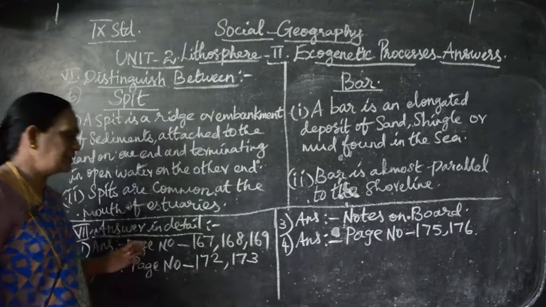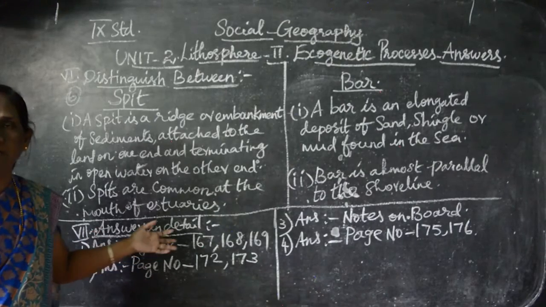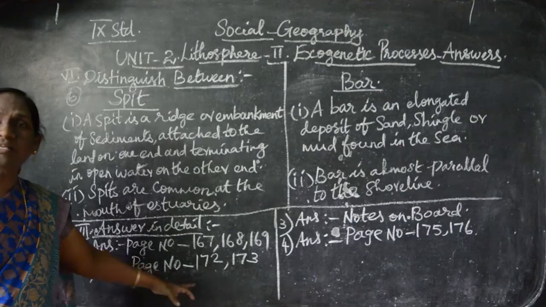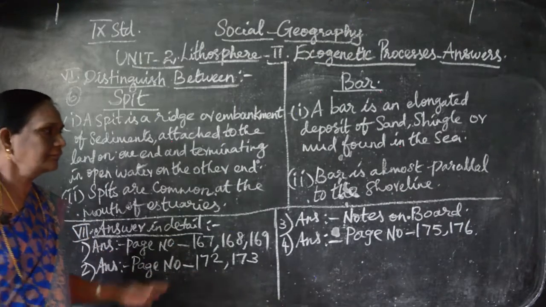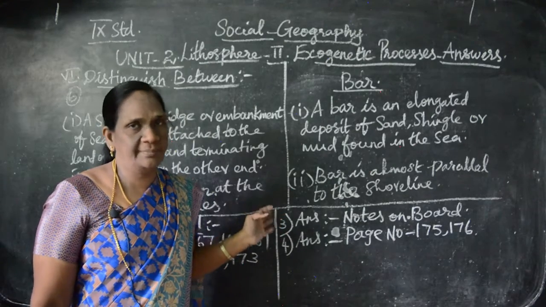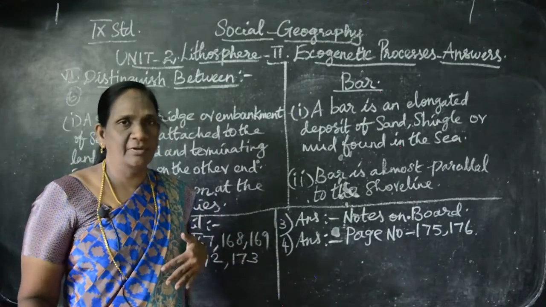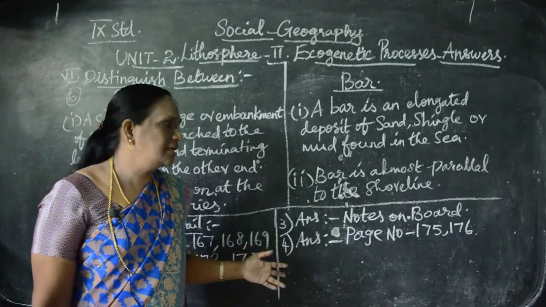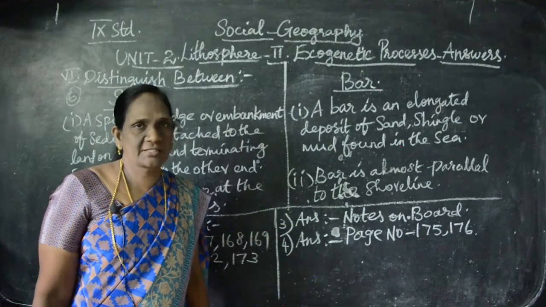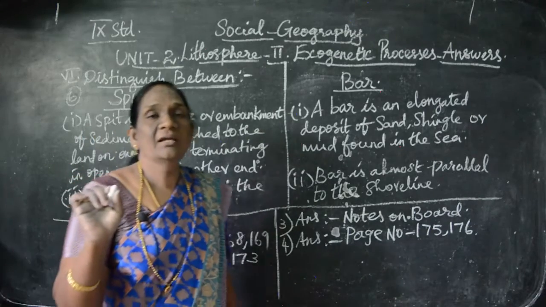Understand? First one, it is in page number 167, 168 and 169. Okay. And the second one is in page number 172 and 173. And the third answer, explain about glaciers and its types, I'll write it on the board. Okay, miss முடிச்சிட்டு next board la எழுதி போடுறேன். Understand? And the fourth answer is in page number 175 and 176. I told you, children, all the side headings you have to underline. Then only I'll give you marks.